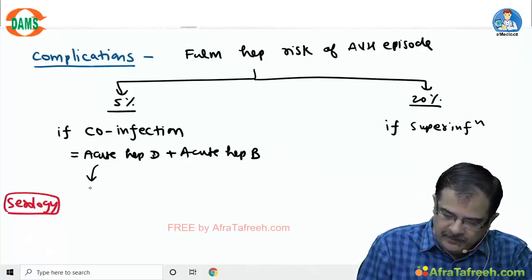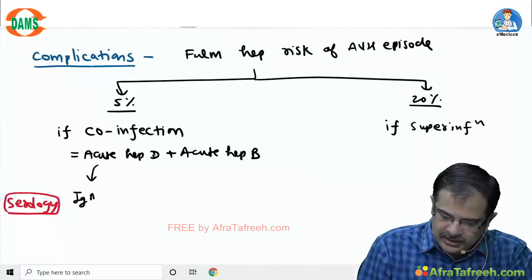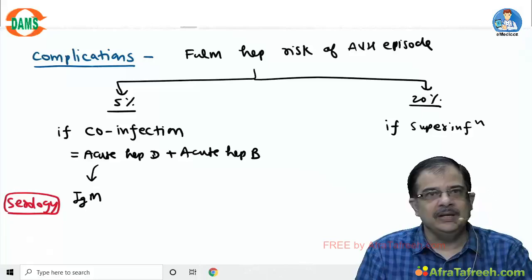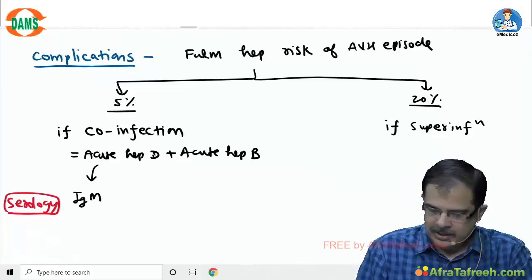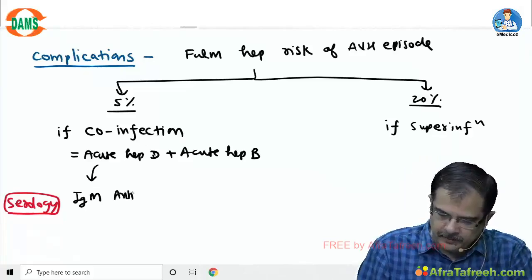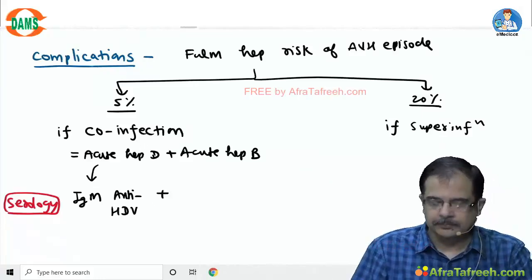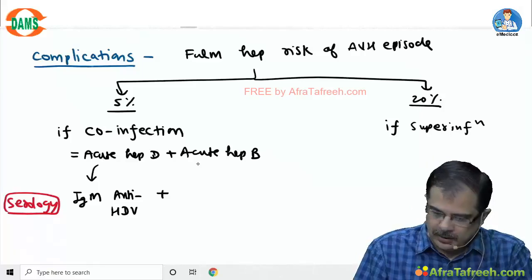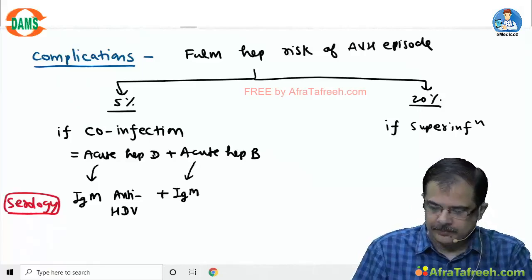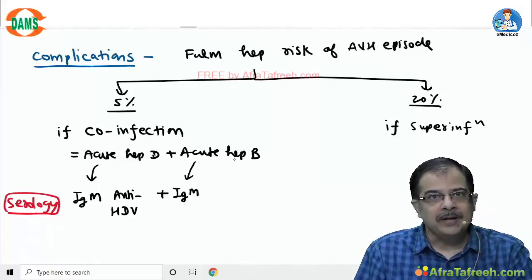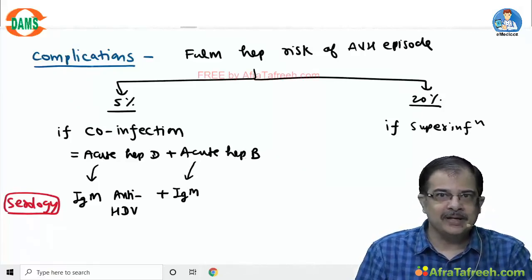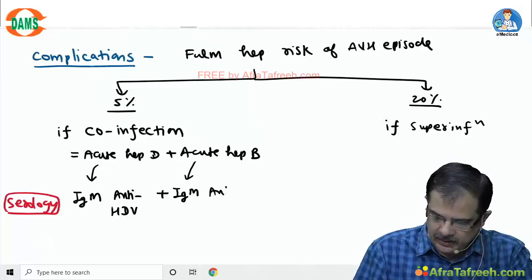The word acute we translate as IgM. For hepatitis D, the antibody is anti-HDV. Acute word, IgM. For hepatitis B, the antibody can be detected as IgM, and IgG is anti-HBc.